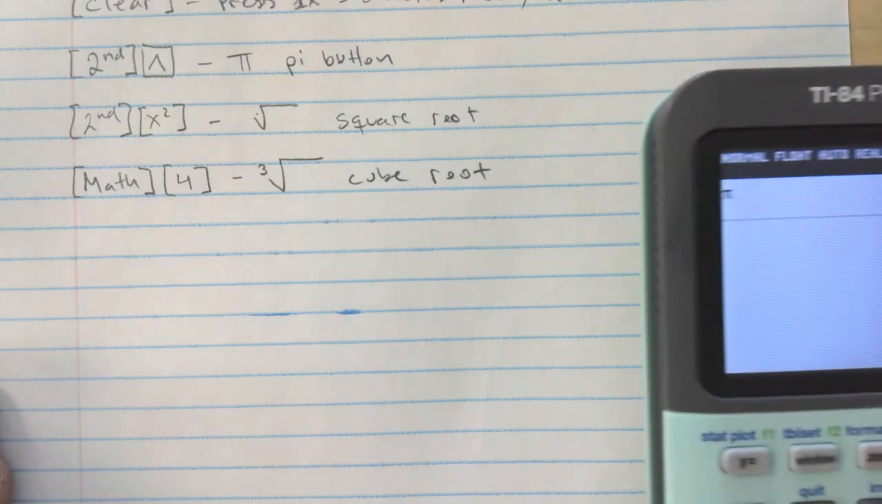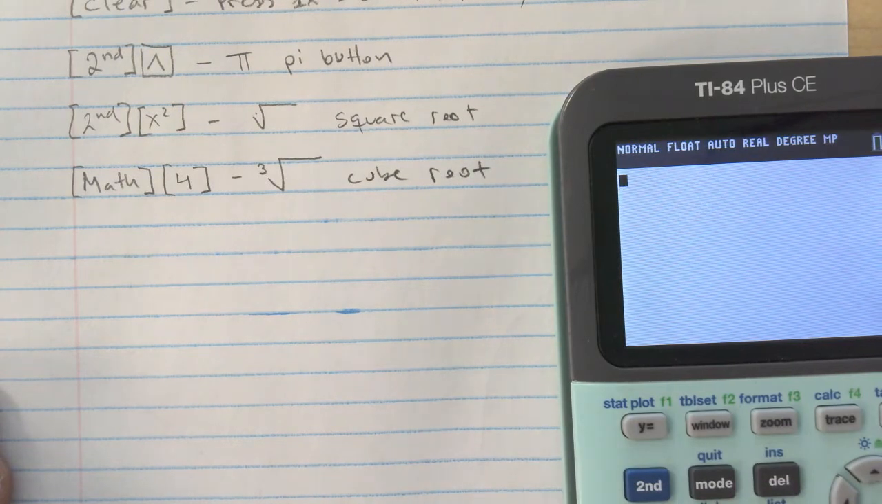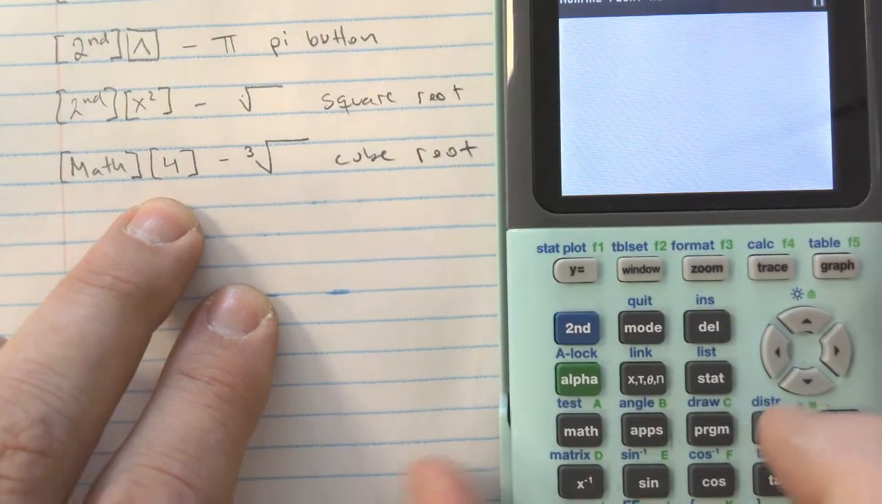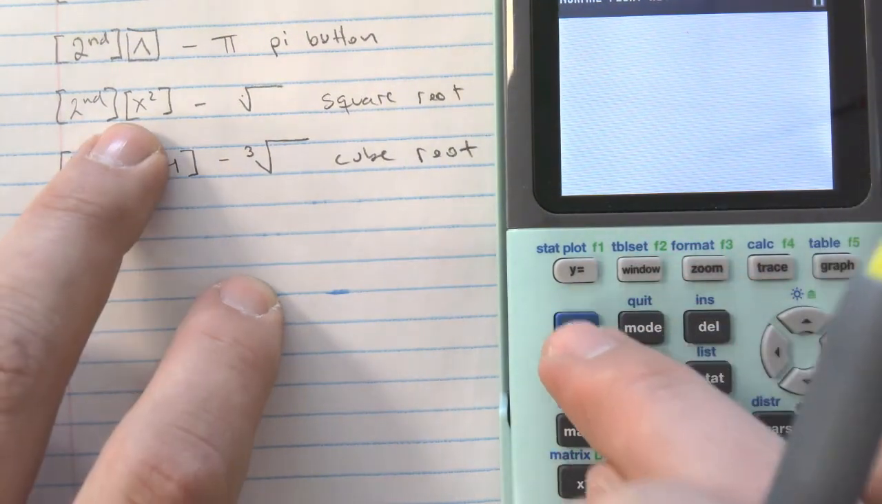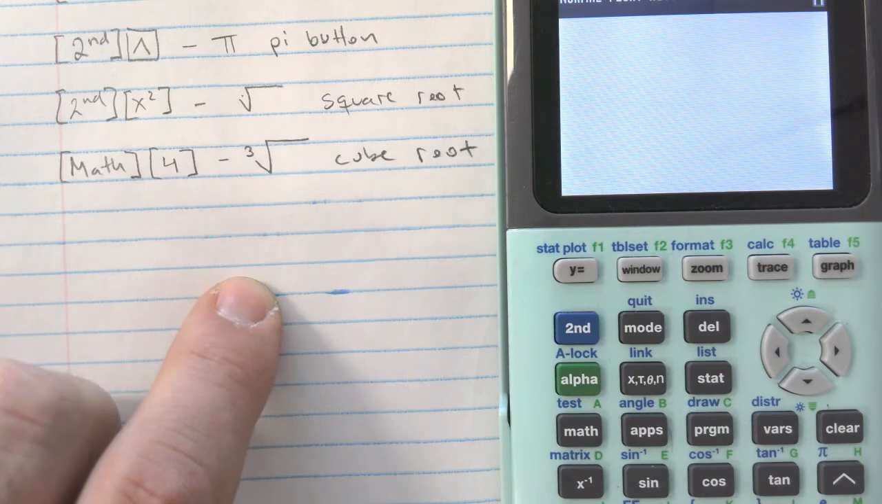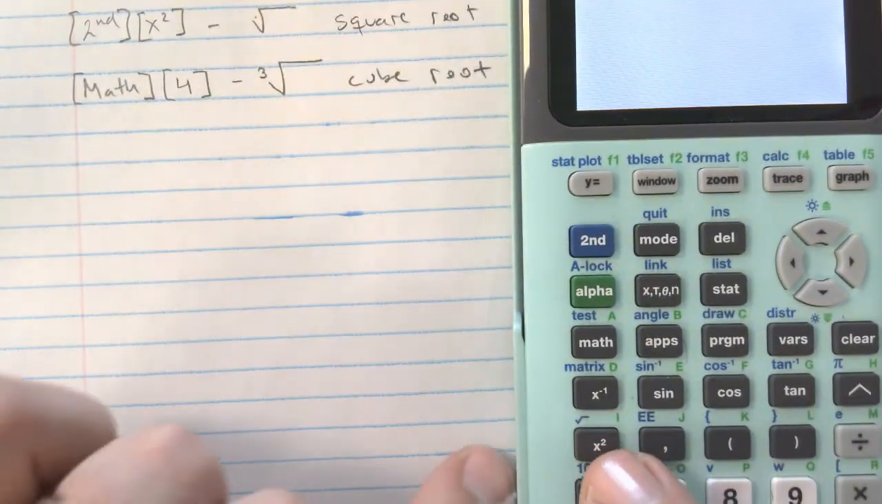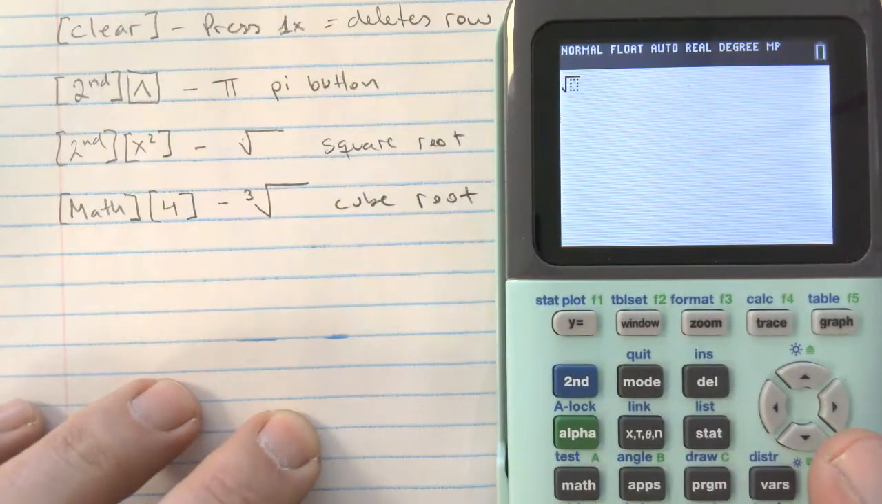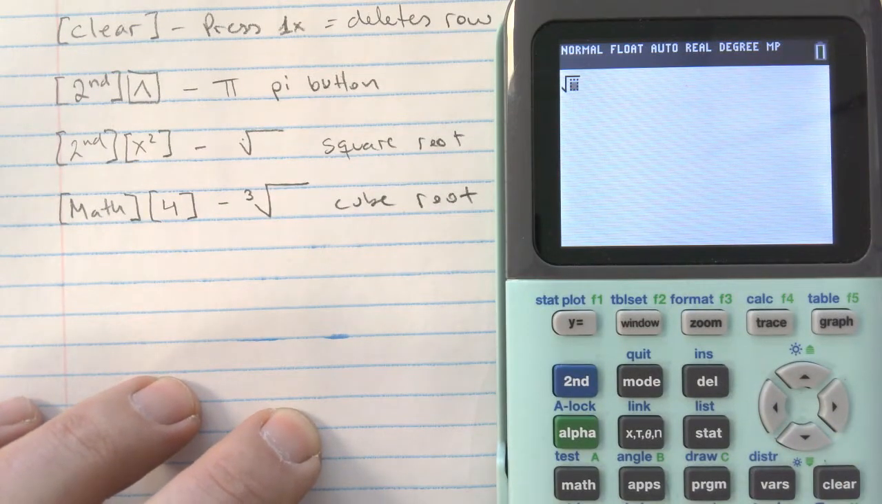Let's try that right now. So square root, for example, you would just press second and then press the x2 button. By the way, the x2 button also squares something. So second x2 and then type 9 or something, hit enter, you get 3, right?